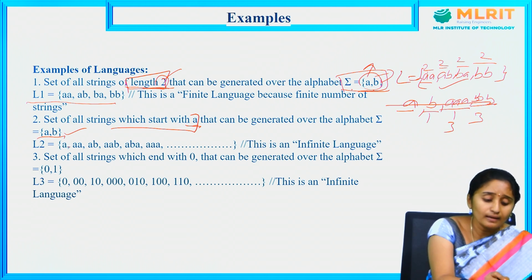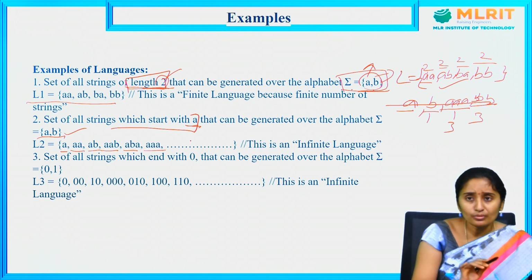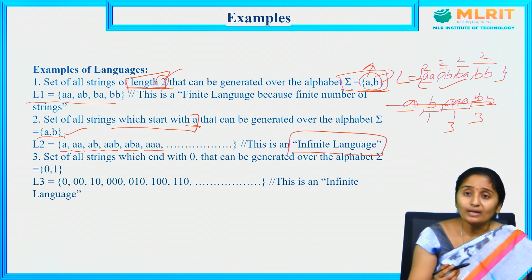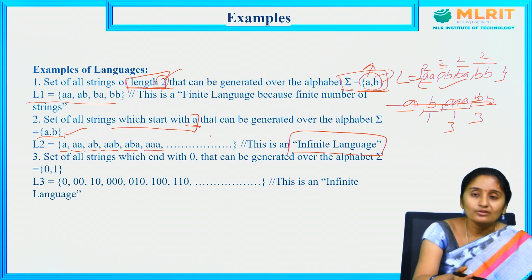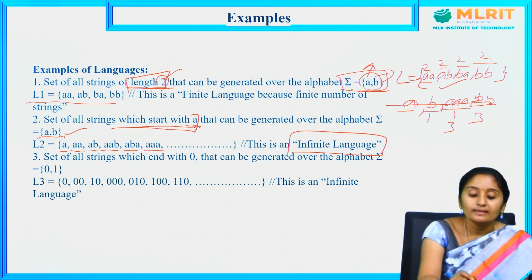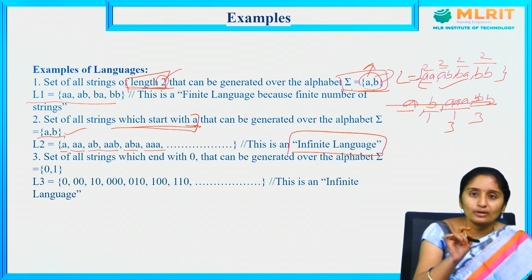Language L2 is equal to A, AA, AB, AAB, ABA, AAA, and so on. This type of language is what we call an infinite language. Why do we call it an infinite language? Because here they didn't mention any condition on the length. The only condition mentioned is that it should start with A. Only the starting letter must be A.